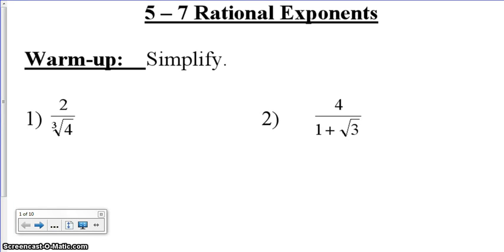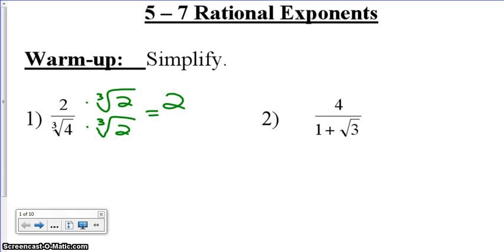We are going to move on to section 5-7, rational exponents. We're going to start by simplifying these review problems. First, we're going to simplify 2 over the cube root of 4. In order to do that, we need to multiply by the cube root of 2 over the cube root of 2.